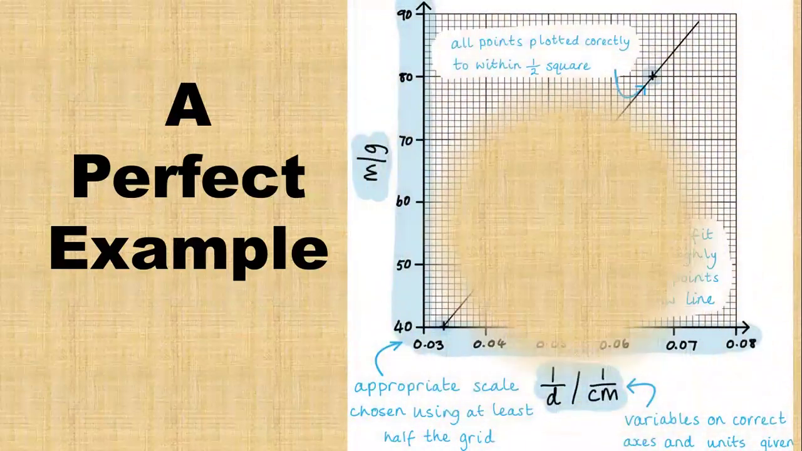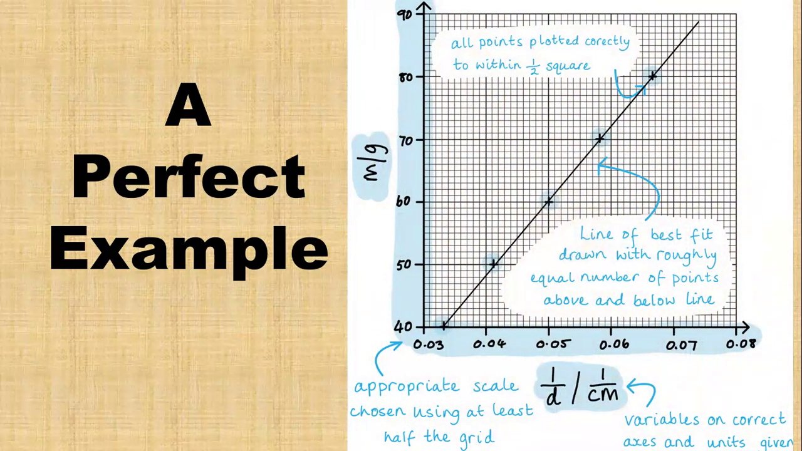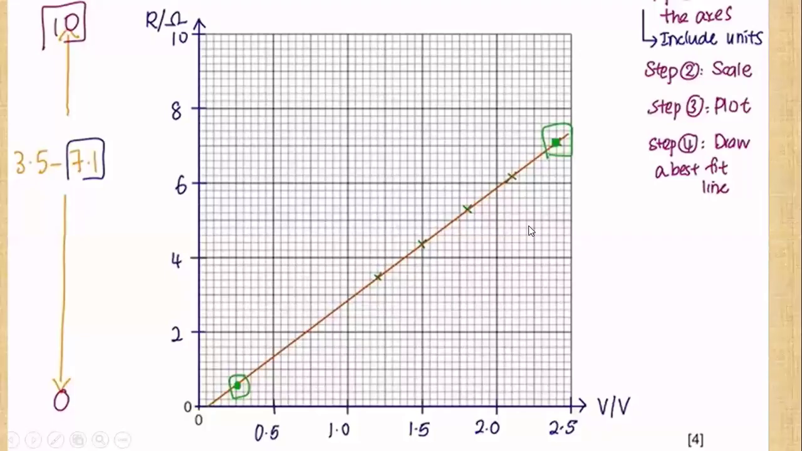A perfect example for this shows all the 4 steps that we have done so far: taking the variables, labeling the axes along with their units, taking the appropriate scale, using at least half the grid, plotting all the points up to half of the small scale, and then drawing a line of best fit from which the points are equidistant on both sides. That's another perfect example. You may stop the video here and practice this question.